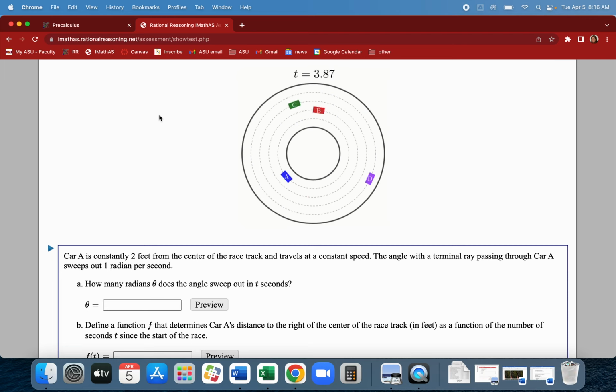But if we're going through 1 radian every second, how many seconds would it take to go all the way around 1 loop? If we go through 1 radian per second, approximately how many seconds would it take to go all the way around once?